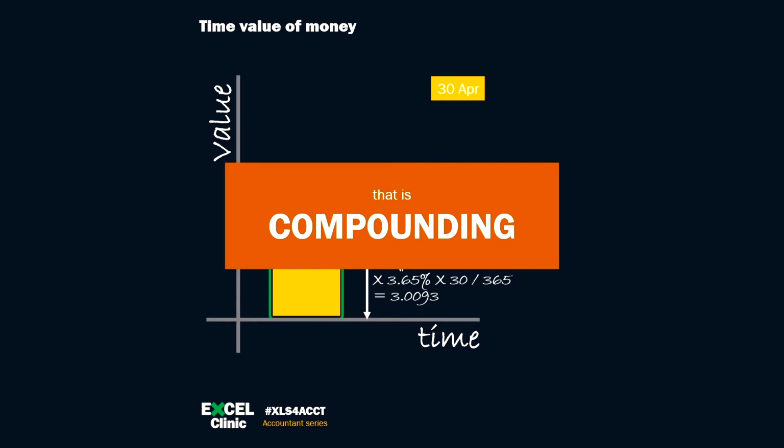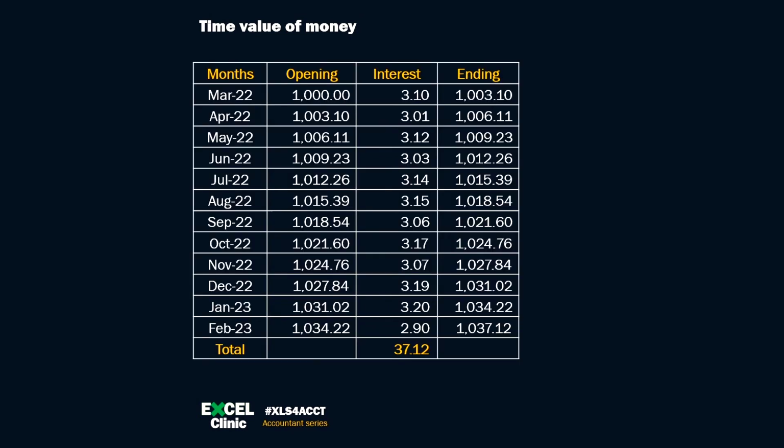This is what we call the compounding effect. 12 months later, you create a table, summarize the interest you received, and you notice that you collected $37.12. If you were to apply 3.65% per annum to 1,000, without considering the compounding effect, you would only get $36.50 worth of interest. So you divide that $37.12 by 1,000 and you realize that it is 3.712% per annum.